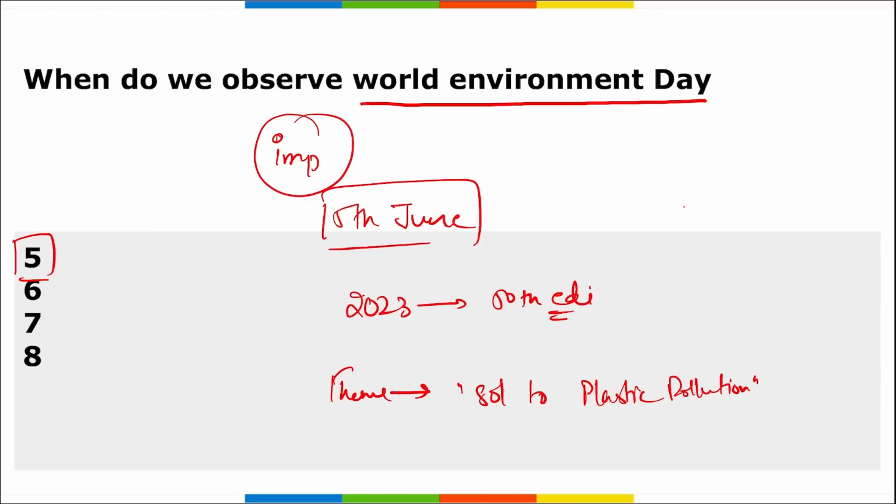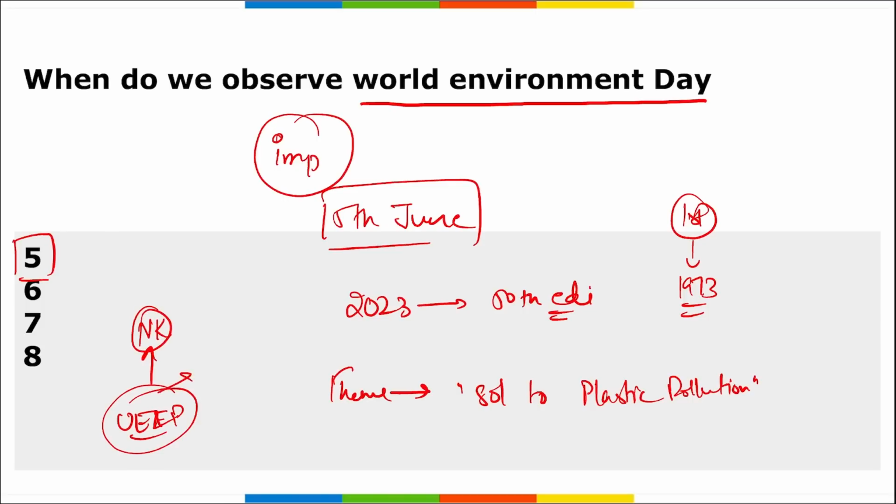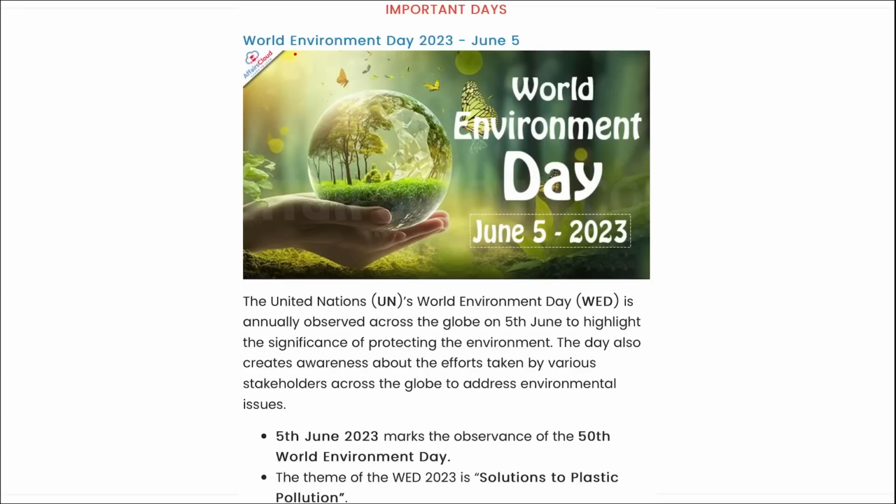I repeat, solution to plastic pollution is the theme for World Environment Day observed on 5th of June, and it was the 50th edition this time. Then we can say that the first ever edition was observed in 1973. Correct? Then UNEP, that is United Nations Environment Program, where is the headquarter? It is in Nairobi, Kenya, and Inger Anderson is the executive director here. Next, here you can see World Environment Day on 5th of June.